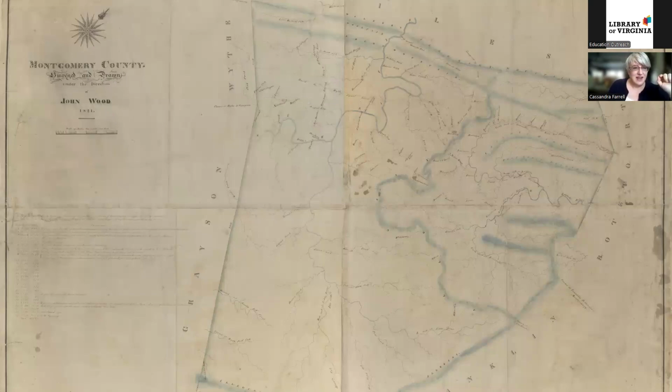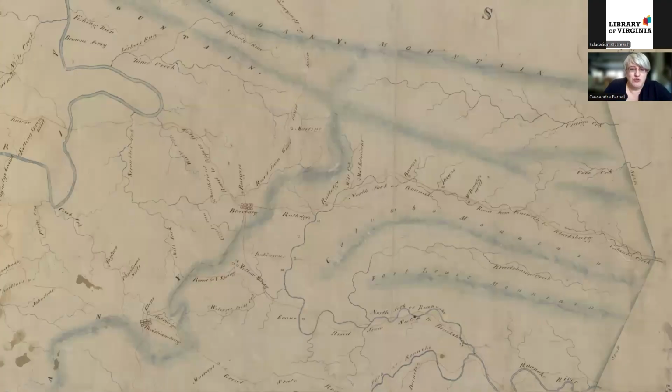And for those of you who graduated from Virginia Tech, Blacksburg is noted right there. Christiansburg is not far away. And you see the major roads in use in Virginia. They're colored in red, the waterways in blue. And you'll notice that the mountains are often in a blue watercolor.